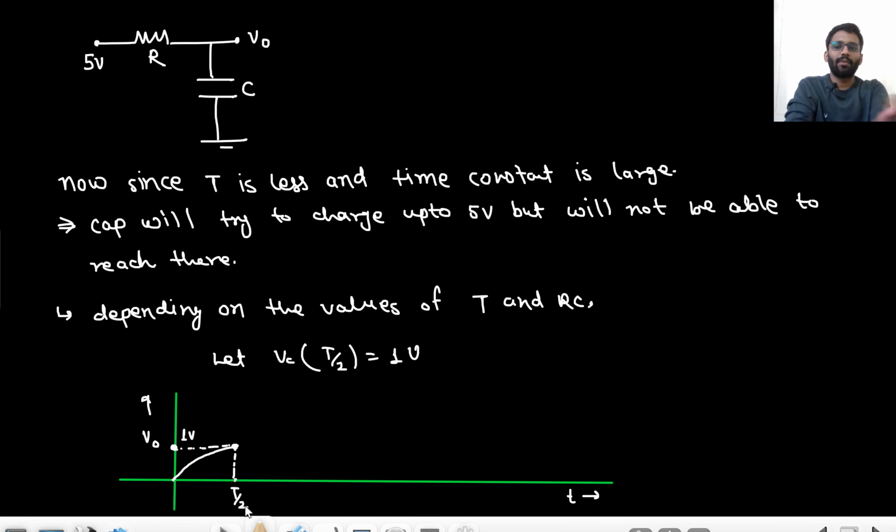One more thing I want to write. What is IC at T equals 0 plus? Tell me. At T equals 0 plus, it is 5 by R, right? Because initially the capacitor has 0 volt and here 5 volt is there, so 5 by R current is there. Why did I write this? You will know later on. Let's make the waveform. So V naught is charged from 0 to 1 volt. Now what is happening?